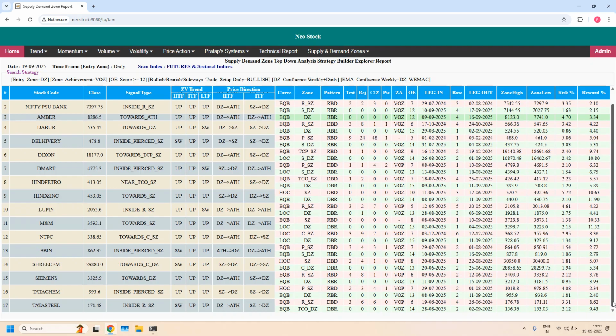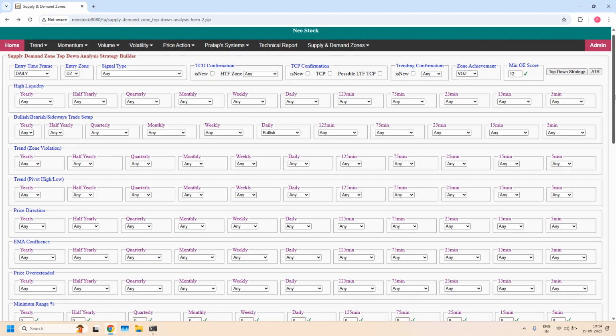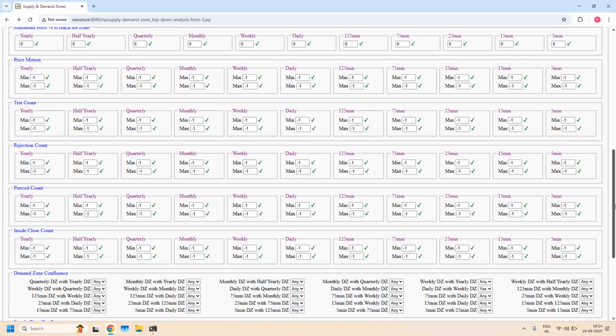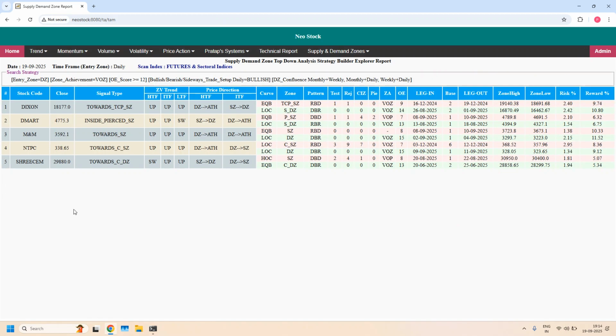Okay, next filter is LTF, ITF and even HTF demand zone confluence supported stocks. I am removing EMA filter because it is ITF specific. Now in the demand zone confluence, 3 filters we have to set. First one is LTF, ITF and then HTF. That is daily and weekly, already enabled. Daily and monthly, weekly and monthly. Demand zone confluence. With all the 3 filters, we got 5 stocks.